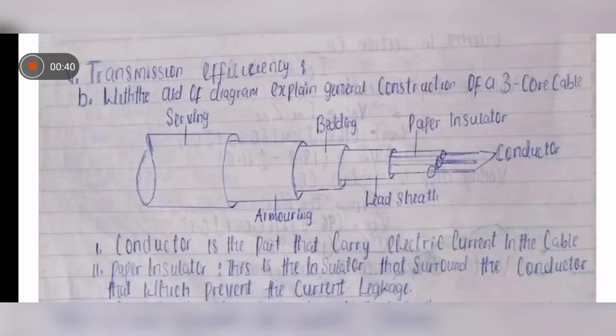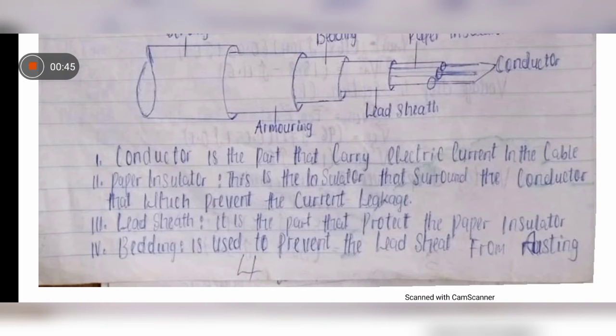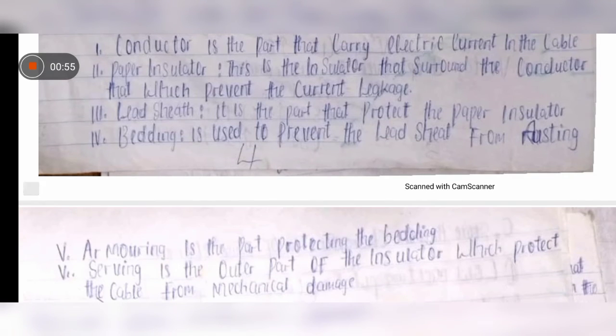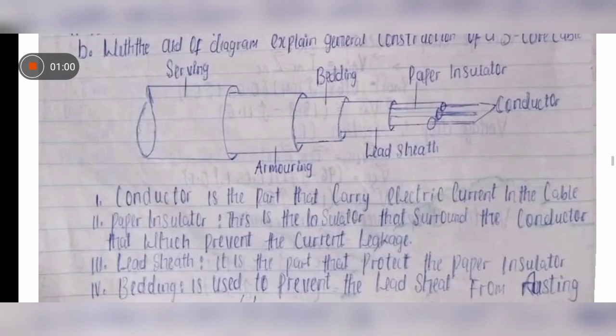You get that? The lead sheath is the part that protects the paper insulator. The bedding helps to prevent the lead sheath from rusting. While the armoring is the part protecting the bedding. While the serving is the outer part of the cable, which protects the cable from mechanical damage. Just like if you handle that cable roughly, it will not get damaged, no matter how hard your hand is. You cannot handle it roughly with your hand and it starts peeling. That is the work of the serving.